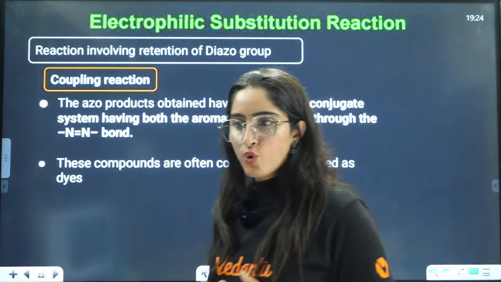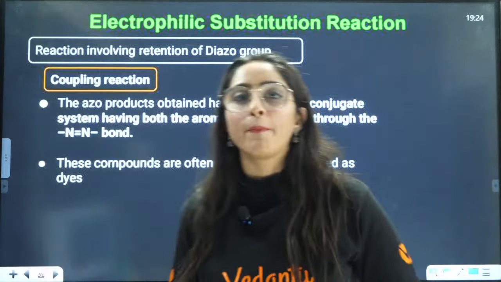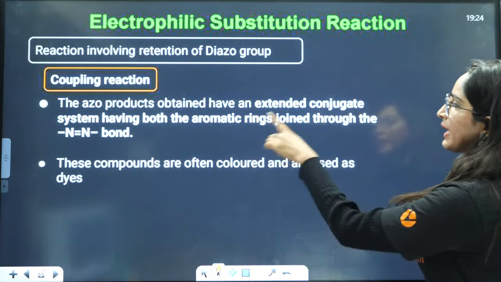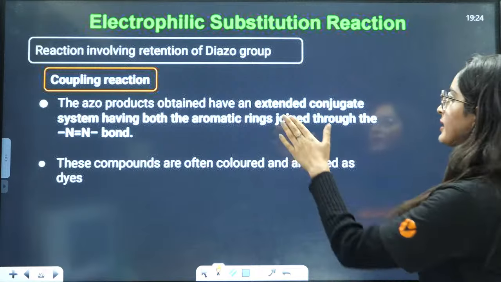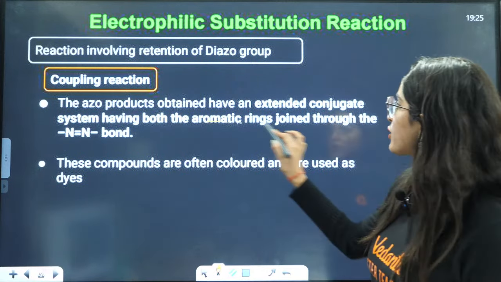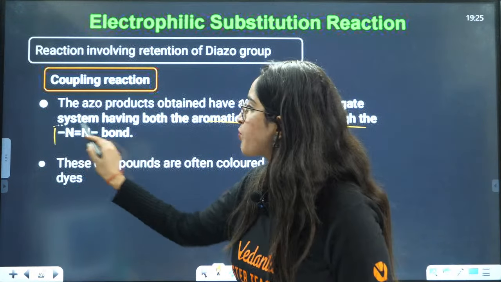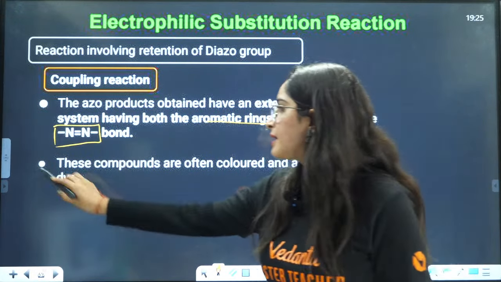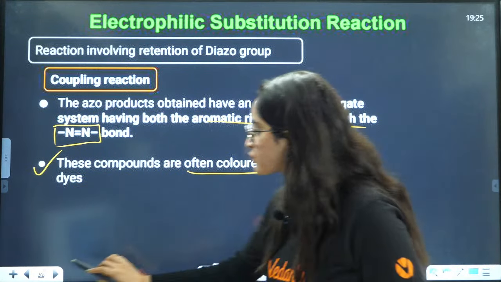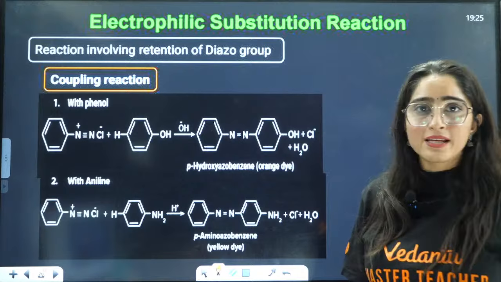Now let us do the azo dyes, the coupling reaction of diazonium salts. The azo products obtained have an azo bond, N2, an extended conjugated system having both aromatic rings joined through this bond. These compounds are often colored and are used as dyes. So now let us see what are the different dyes that you will have.